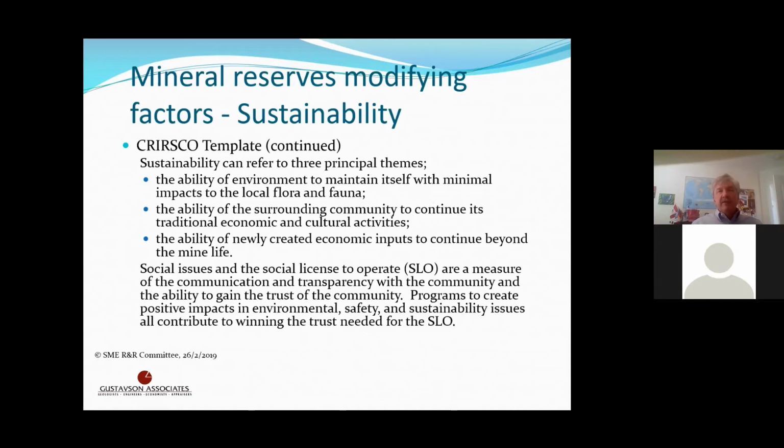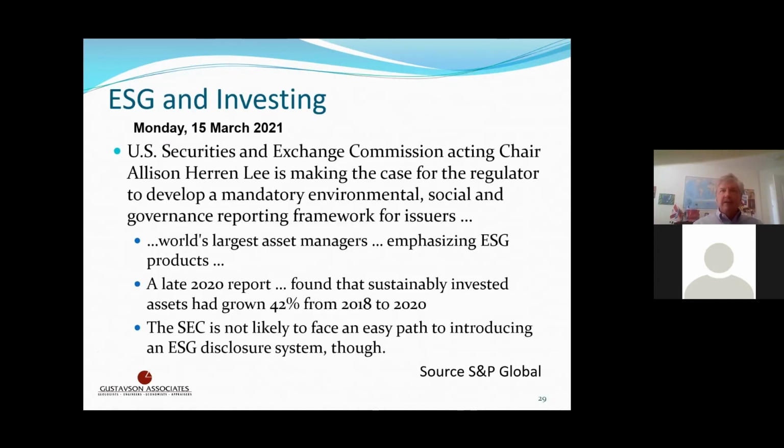As of this Monday, the SEC acting chair started to make the case for the SEC to develop a mandatory environmental, social, and governance reporting framework. Some of you may be aware that there are now funds and fund managers that actually cater to ESG criteria, as they call them.